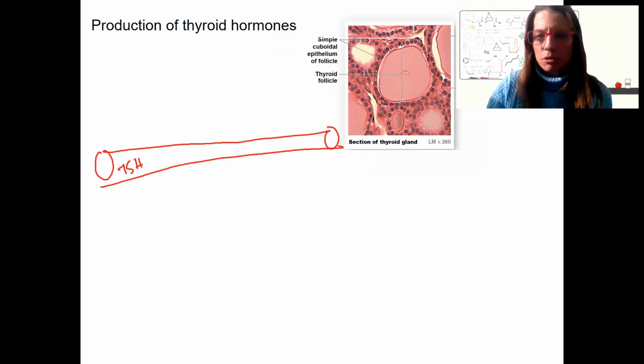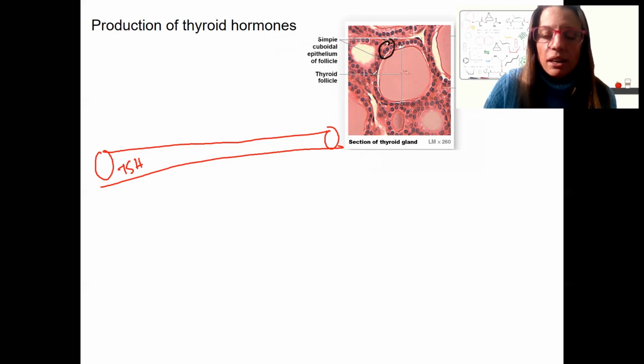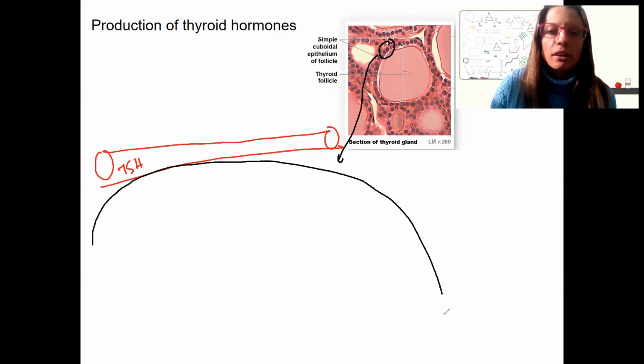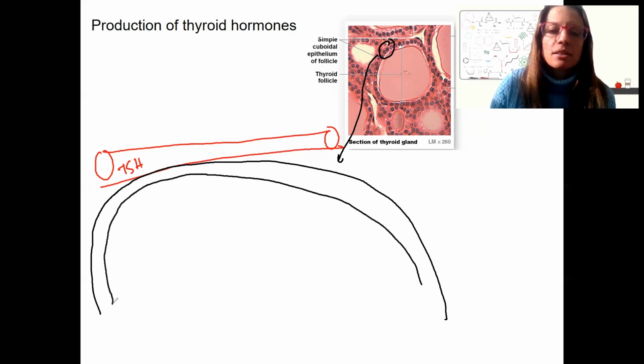So what is the system? How are thyroid hormones produced? Well, it happens in these cells right here. So let's zoom in to a section of the thyroid gland. You see how I'm drawing a section of that simple cuboidal epithelium that lines this section of the thyroid gland. So here are cells. They're very cube.